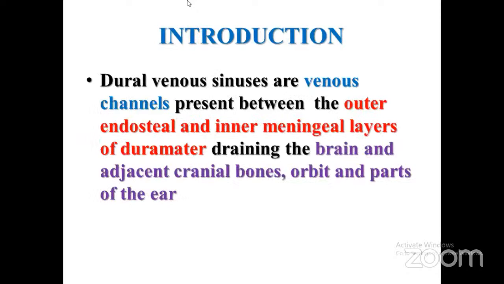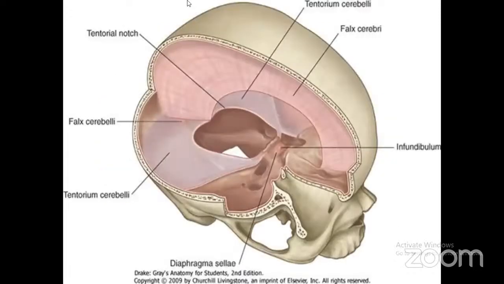What are these dural venous sinuses? These are the venous channels present in between the two layers of dura mater, that is, the outer endosteal and inner meningeal layer. And basically they drain the brain, adjacent cranial bones, orbit and parts of the ear, specifically the internal ear. And when we see the dural folds, they compartmentalize the cranial cavity.